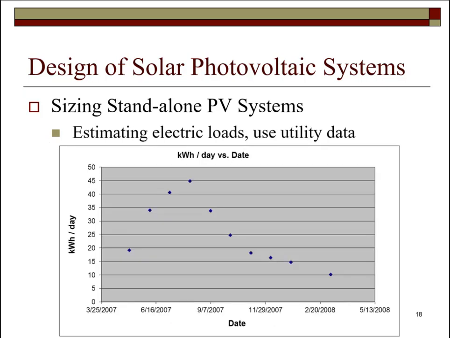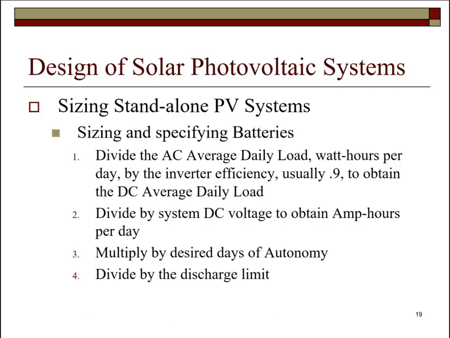This slide shows us a typical monthly electric use for a home. In this case, we would design the batteries for the highest use month, which is 45 kilowatt hours per day. This slide gives the first 4 steps in designing the battery bank.